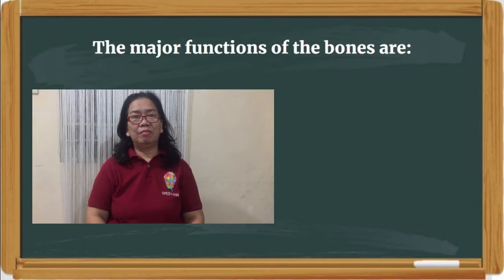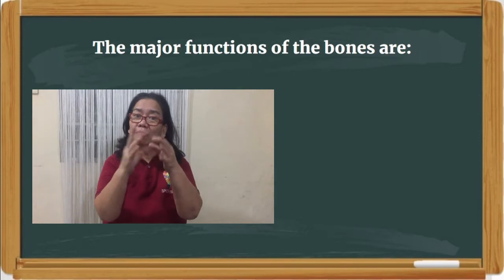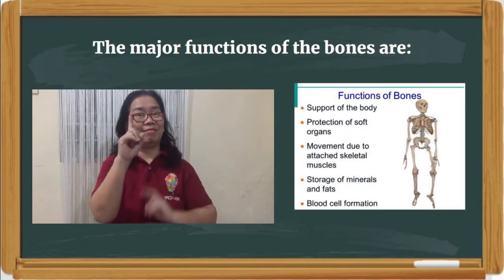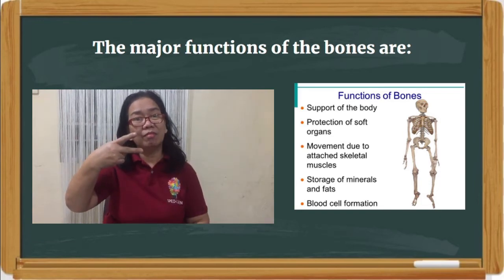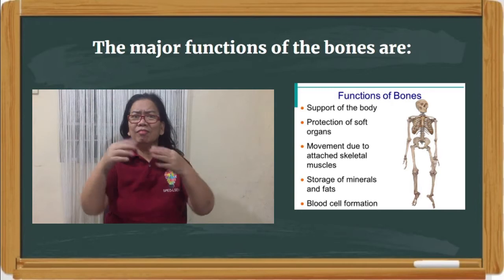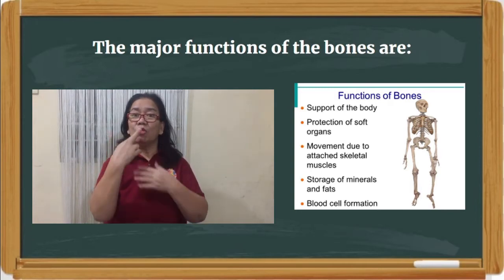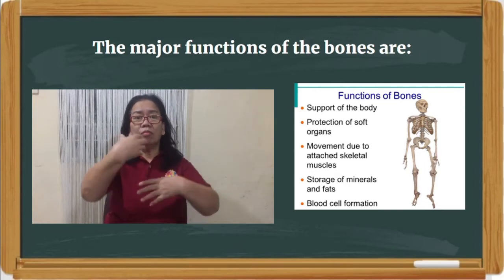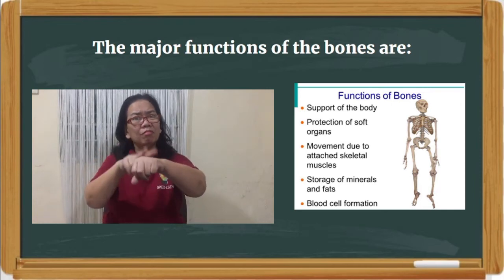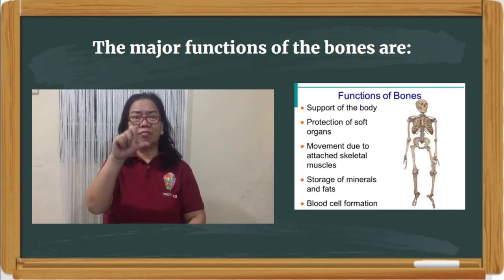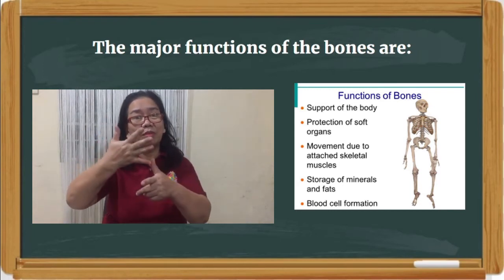Here are the major functions of the bones. Number 1, support. Number 2, facilitation of movement. Number 3, formation of blood cellular components. Fourth, storage of minerals and fats. Fifth, protection of internal organs.